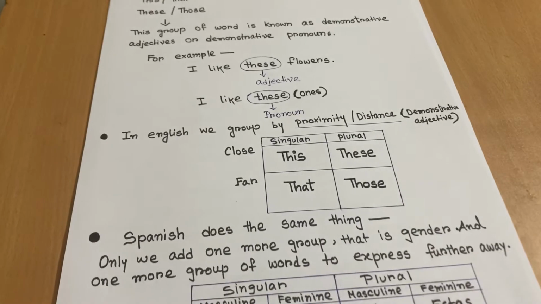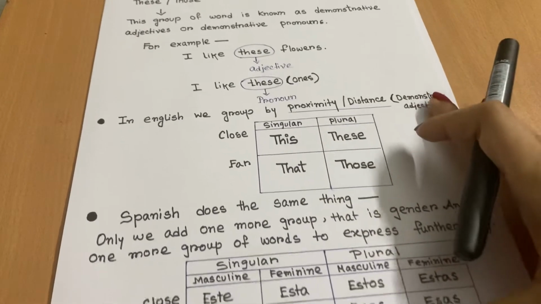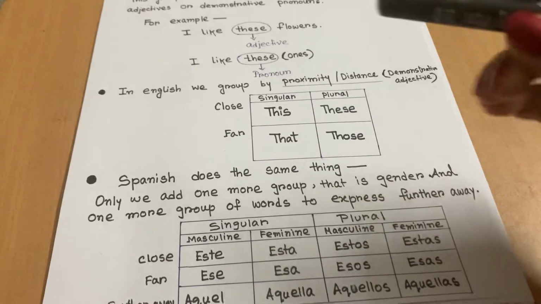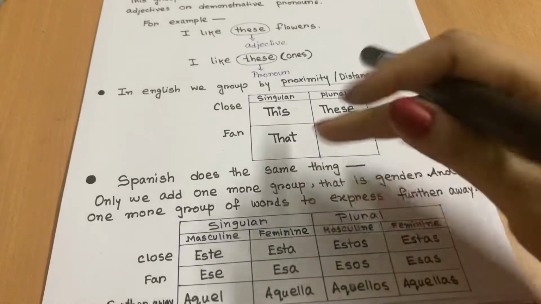Now, as I already told you, in English we have all these words. In Spanish, we add one more group. I already showed it to you all.